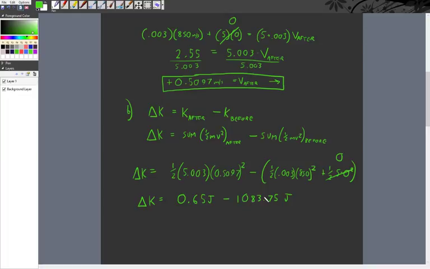Guys, this is the whole point of having bullets go fast. You want them to have a lot of kinetic energy so they can do a lot of damage when they hit a target. Okay, and subtracting, we find something very interesting.